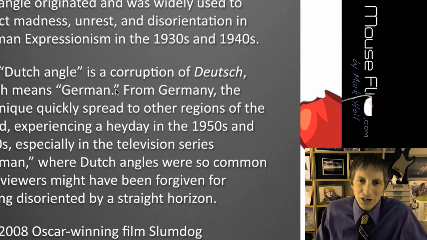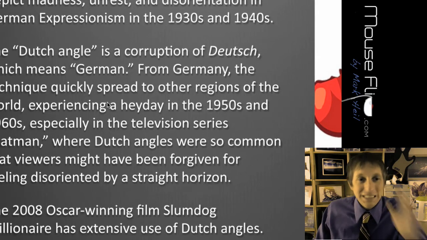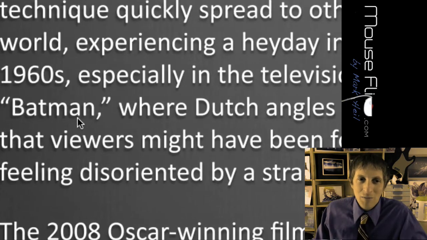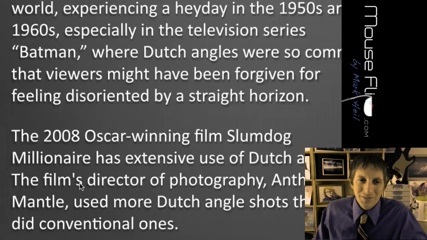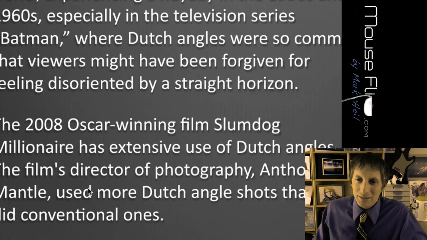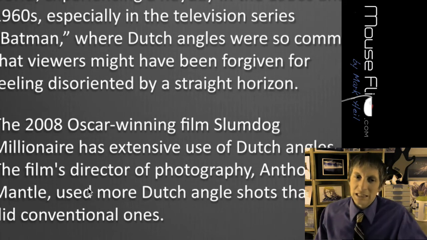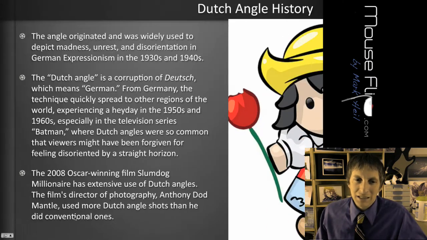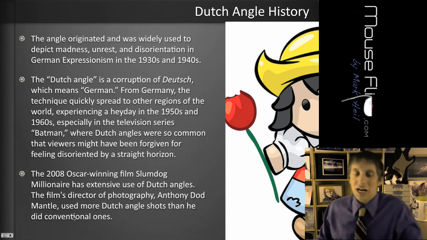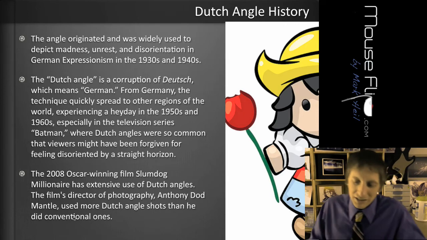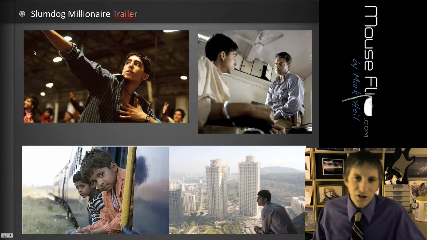So the Germans started it, but then it caught on in the 50s and 60s on television. And then even Batman, a lot of Batman scenes were filmed in that. And then in 2008, Slumdog Millionaire really used those angle shots a lot. They said it's all over that. Let's take a look at some of the shots from that movie, Slumdog Millionaire.